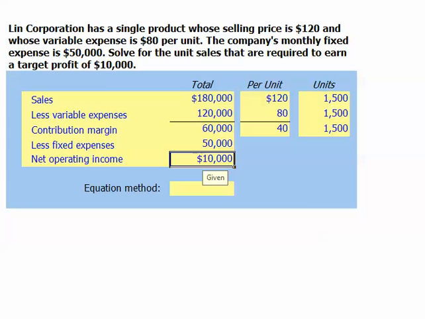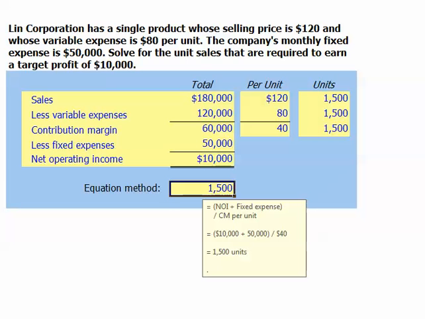We could also get this solution by using the equation method. In our equation method, we simply take our net operating income, our target profit in this case of $10,000, add to it our $50,000 in fixed expense, and divide that by our contribution margin per unit, and we get the same 1,500 units to achieve our target profit of $10,000.